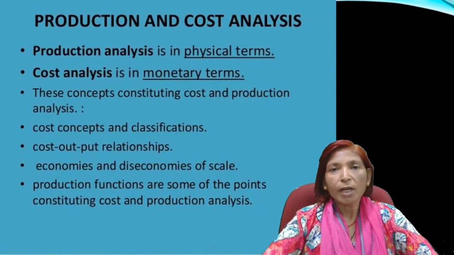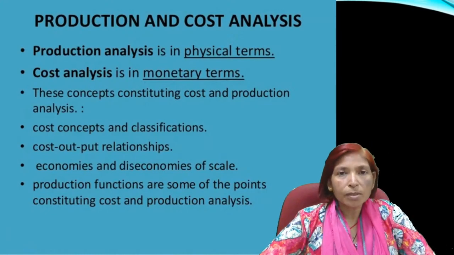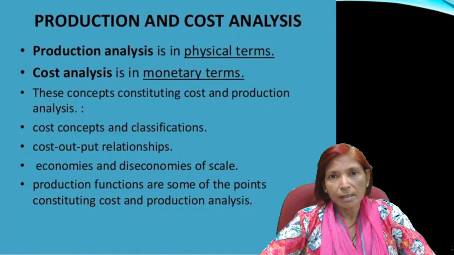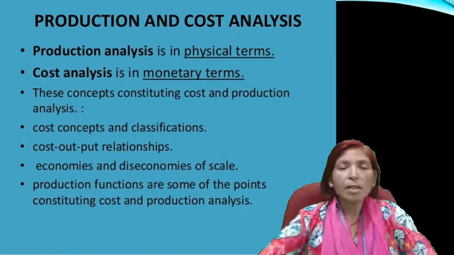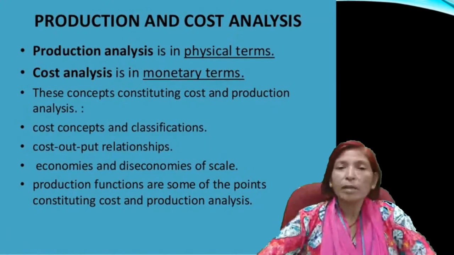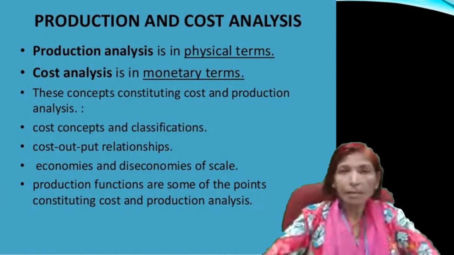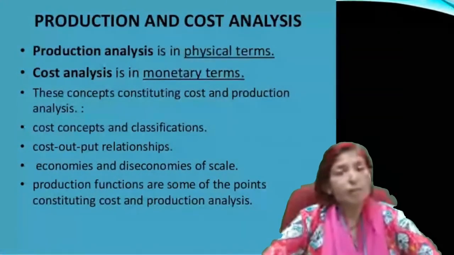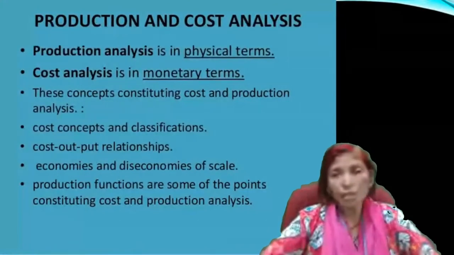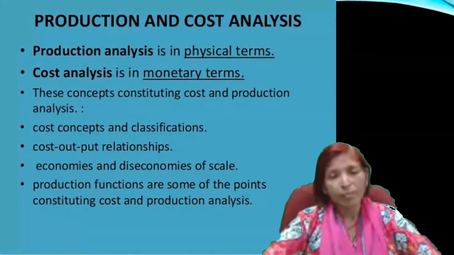Now, what is the meaning of production and cost analysis? You know that production means to produce goods and services in physical terms. So production analysis is analysis in physical terms, and cost analysis is in monetary terms, because we always analyze cost in terms of money: what expenses are incurred in the production of goods and services. So cost analysis is in monetary terms, and production analysis is related to physical terms, in which we can see and touch the produced goods and services. So these concepts constitute cost and production analysis.